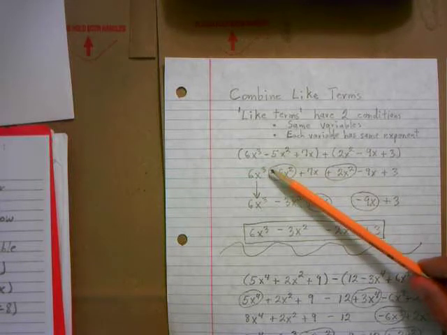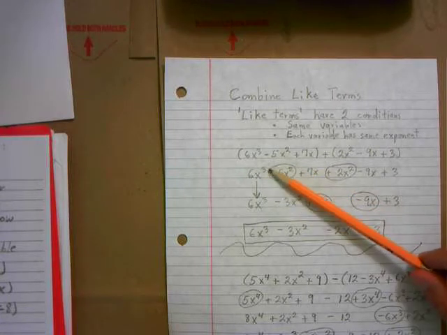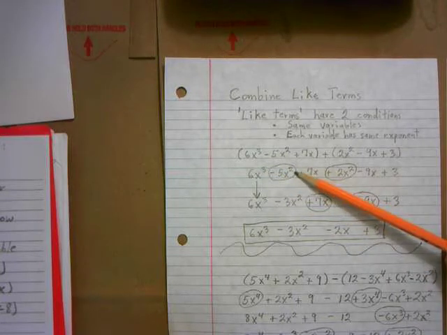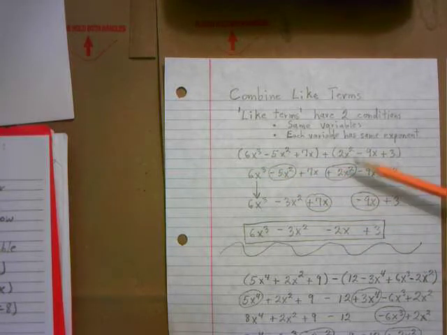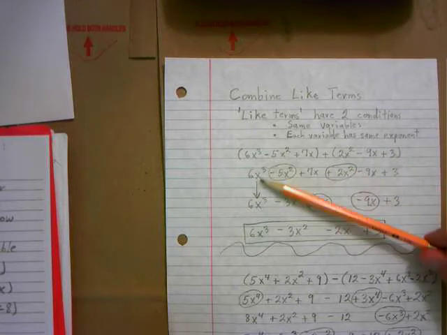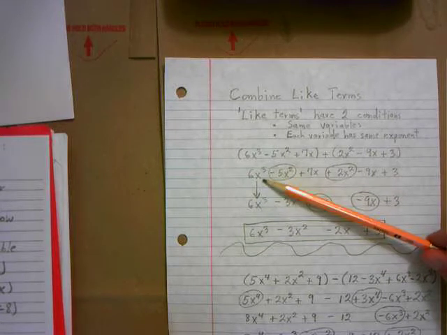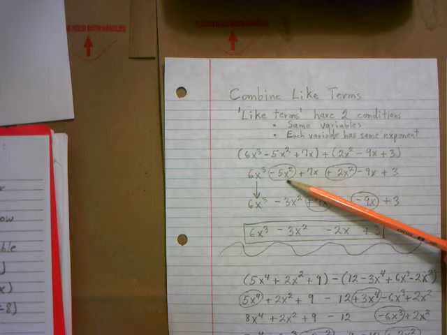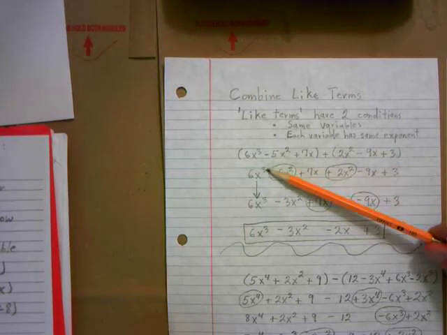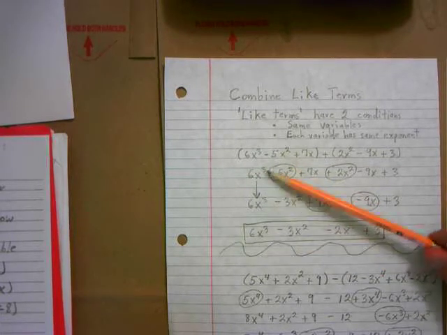So let's see, x to the third would be our highest exponent. Let's see, no other x to the thirds. Remember, we have to have an x, and it has to be to the third power. Nothing there to combine. Well, we'll just copy down 6x to the third. There's nothing to combine it with. There's x's, but all the other x's are not to the third power.